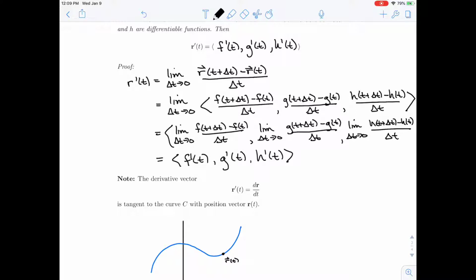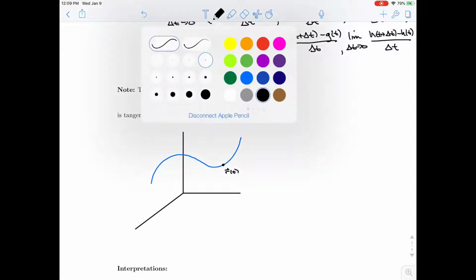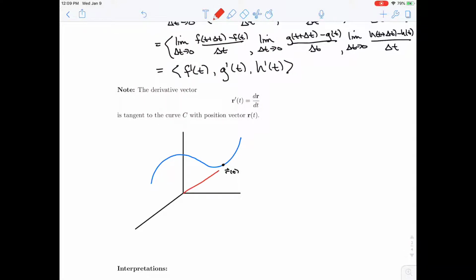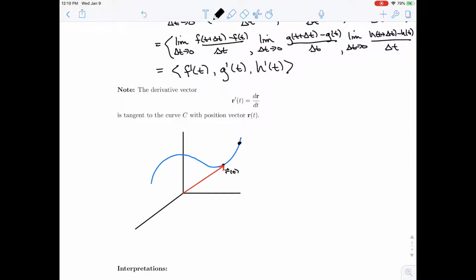You should note that the derivative vector, the vector that we just computed, will be tangent to the curve defined by a position vector r of t. So we want to look more closely at what the derivative actually looks like for one of these curves. So I've drawn a curve here in blue in 3 dimensions defined by the vector valued function r of t. You should note that there is a vector that's always pointing to the position r of t. And then I'm going to look at another position a little bit further along, say r of t plus delta t. Okay, and of course there is another vector pointing to that position.